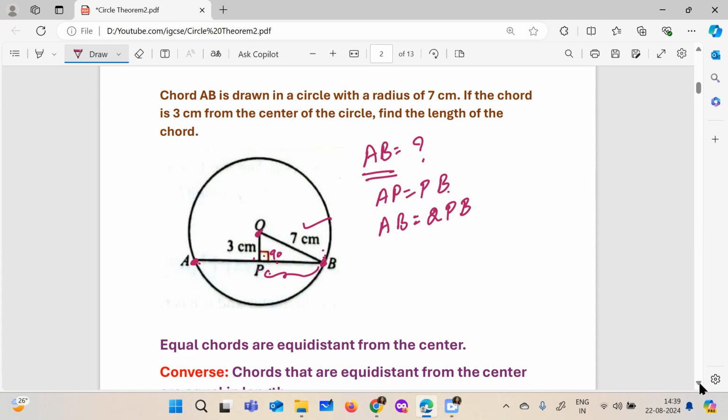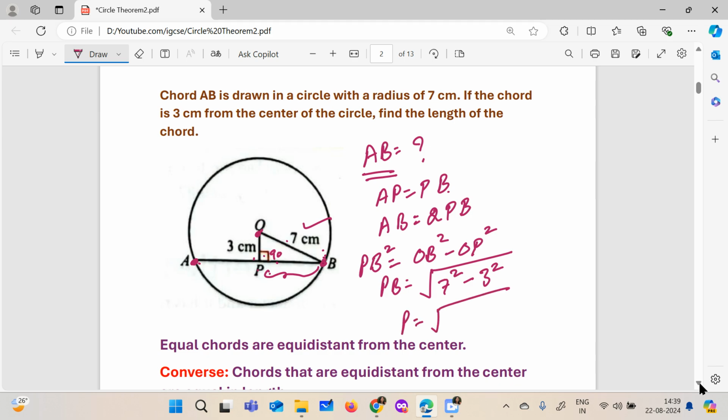So you will follow the Pythagoras theorem, and this is your hypotenuse. We will go with PB squared equals OB squared minus OP squared, so PB is equal to the square root of OB, which is 7 squared, minus OP, which is 3 squared. Hence PB is equal to root of 49 minus 9, that gives you root 40. Is this clear to you?